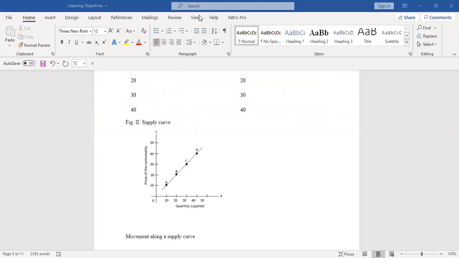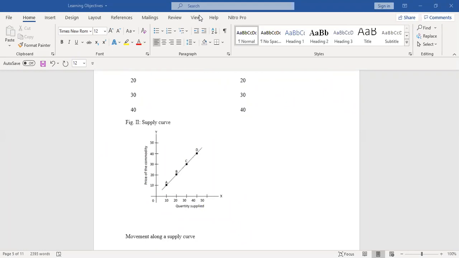Nice. And vice versa, guys. What type of movement will a fall in price have on the supply curve? If the price of the commodity falls, what type of movement will that result in? So downward. Exactly, it will result in a downward movement along the supply curve. And Kevin brought us to the next question. Thanks, Kevin.